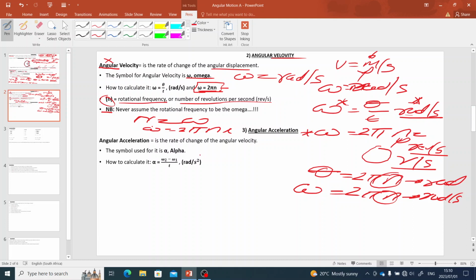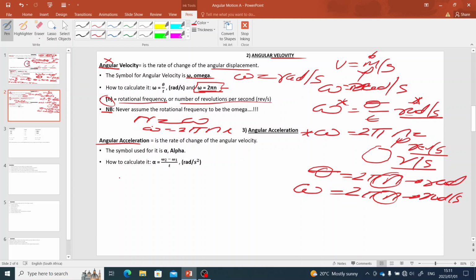Now let us look at the third aspect. The third aspect is called angular acceleration. Angular acceleration is defined as the rate of change of the angular velocity.